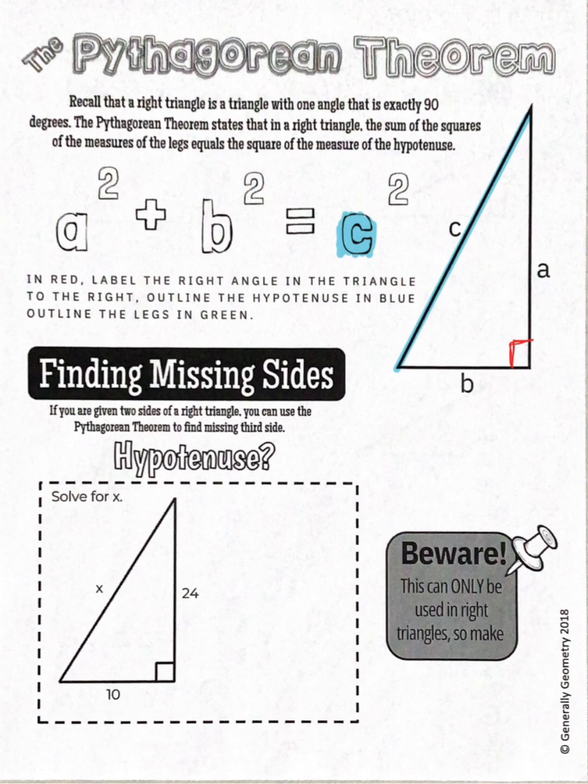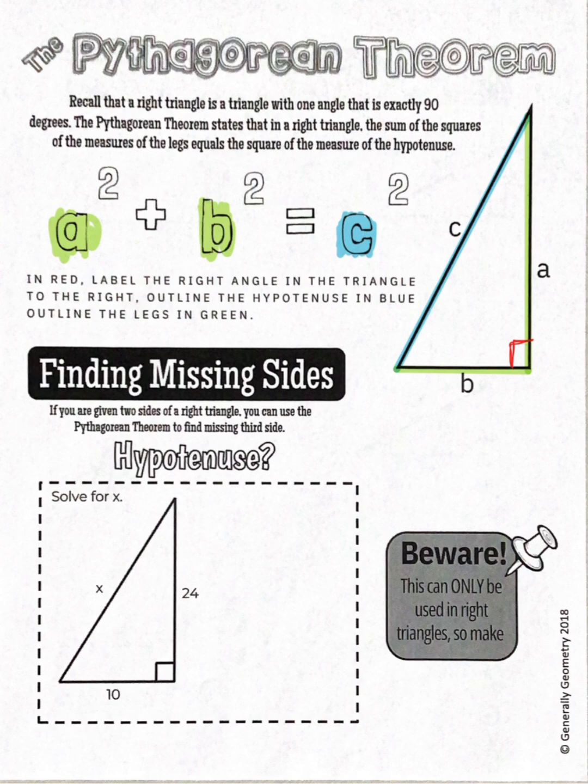And then it wants us to outline the legs in green. So the legs are going to be both A and B. And again, I'm going to color those in over here. A is a leg and B is a leg. So the Pythagorean theorem states that A squared plus B squared equals C squared.